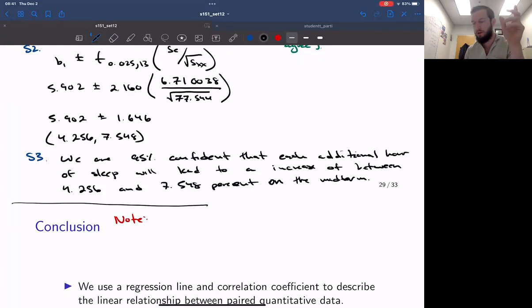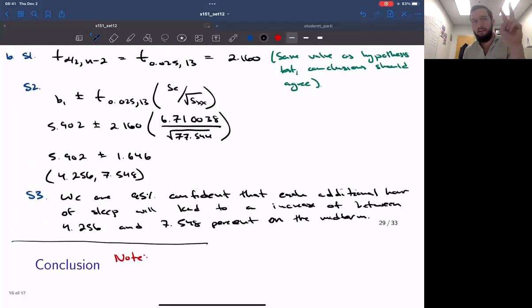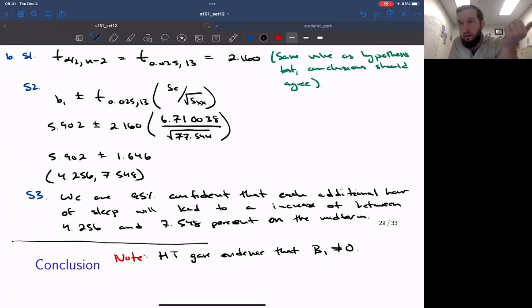Okay, so the last thing I mentioned before, that we're using the same critical value, that's what I'm going to talk about now. So I mentioned before that the hypothesis test and the interval should agree. So the hypothesis test showed that beta 1 does not equal 0. Okay, so in the hypothesis test, we rejected the null hypothesis in favor of the alternative. The alternative was that beta 1 does not equal 0.